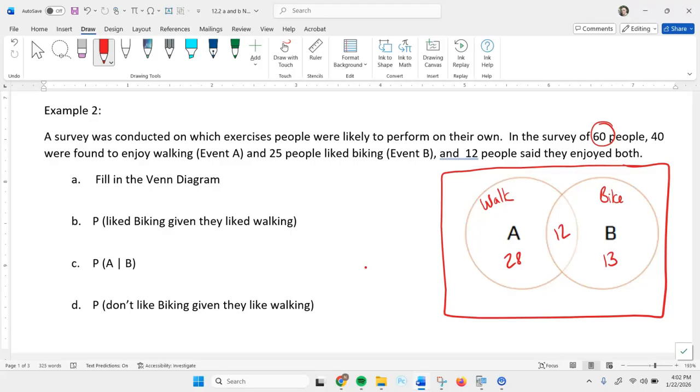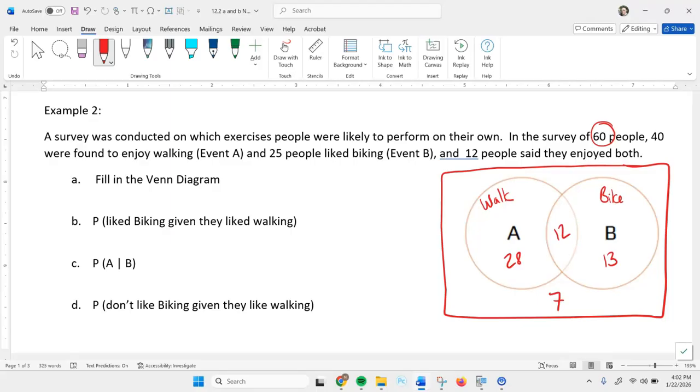All right, let's add these three numbers together. 28 plus 12, that's 40. 40 plus 13 is 53. Well, remember there's 60 people total, so somewhere outside of here, write the number 7. So 7 represents those that don't like to walk or bike. All right, so we did part A, so we filled in the Venn diagram.